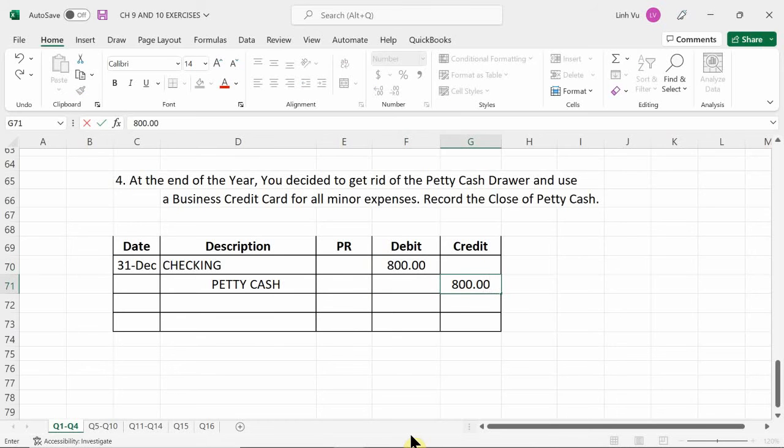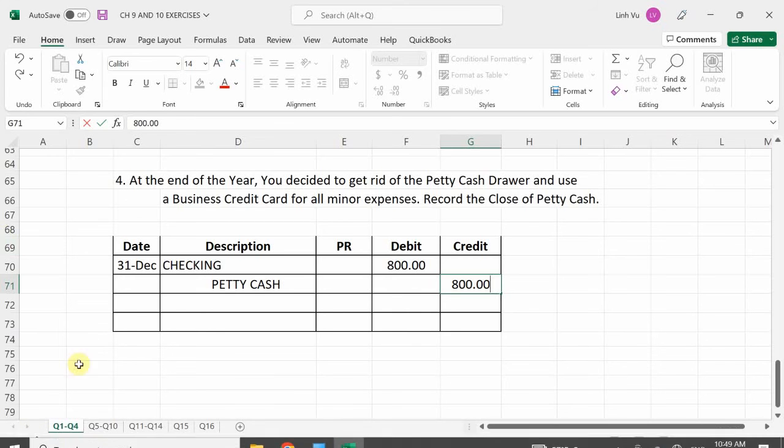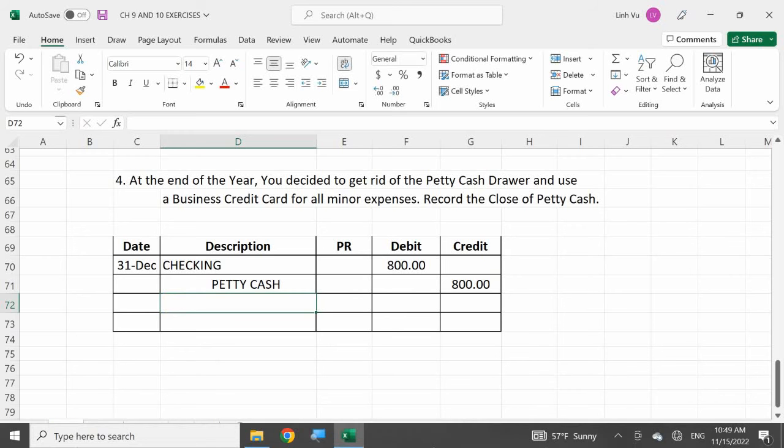So we're assuming this is all related, right? Because originally you established it in January at $500, then you increased it in June by $300, giving a total of $800. So now that you're closing it and you're going to replace it with a business credit card, then there you go. That's exactly what you need to do. All right, to close out petty cash fund.